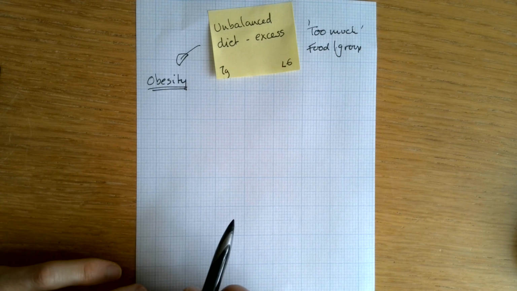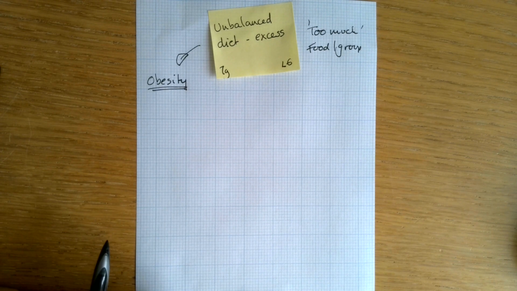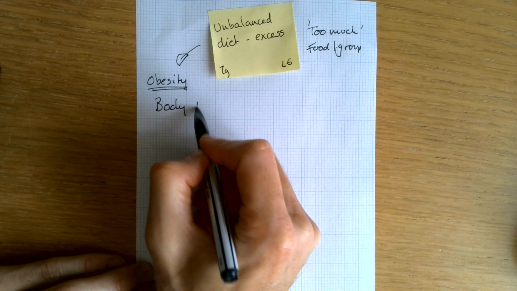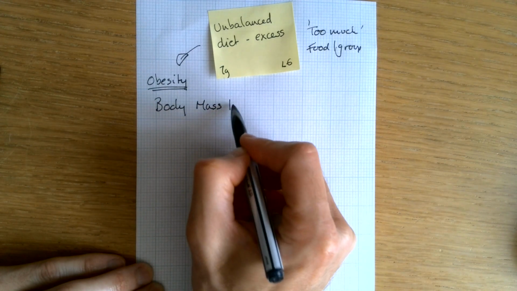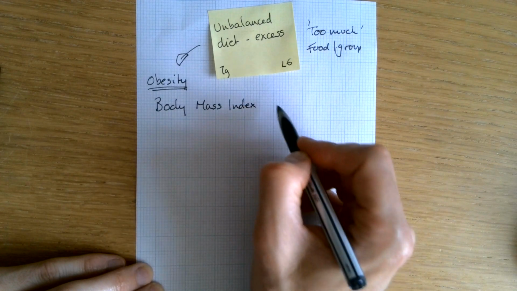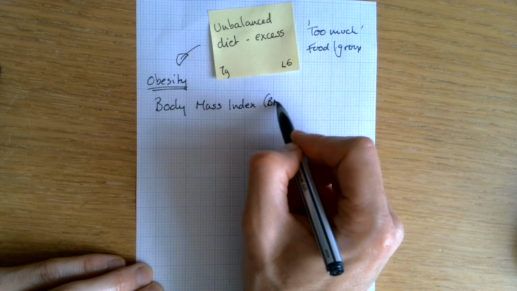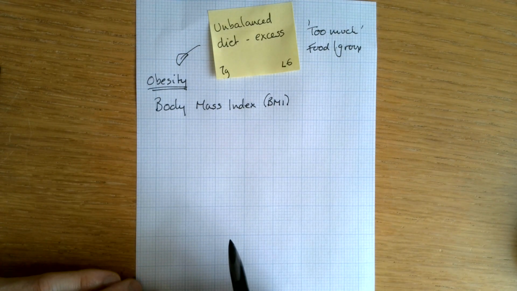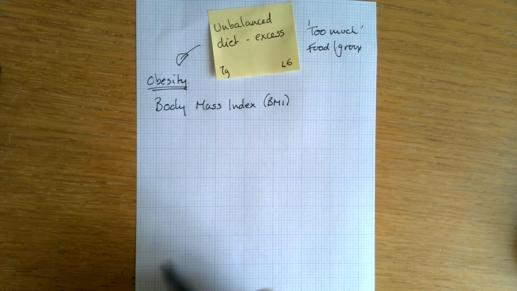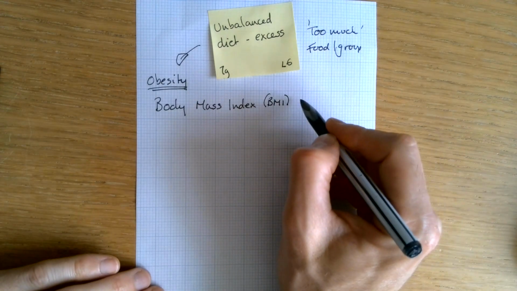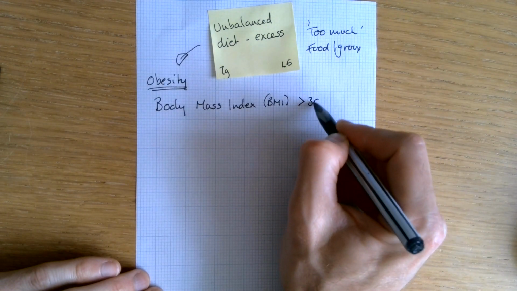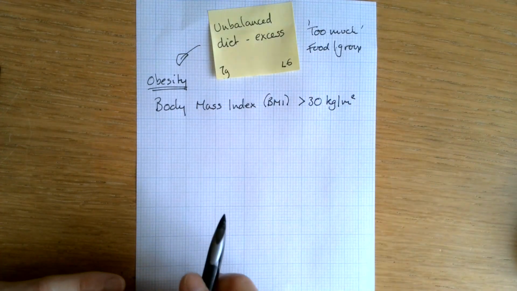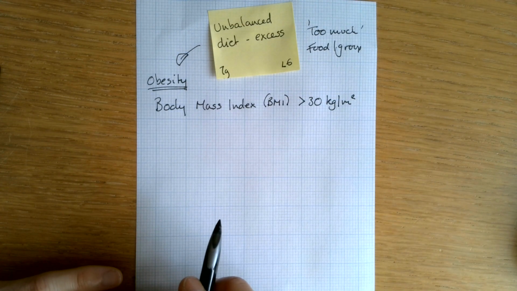So to identify if someone is suffering from obesity, we can measure their body mass index. It's a very simple calculation. Sometimes it's called your BMI, and it gives you a rough estimate about the amount of mass someone is carrying relative to their height. If the number is greater than 30, and that's kilograms per meter squared, then they could be considered as being obese.